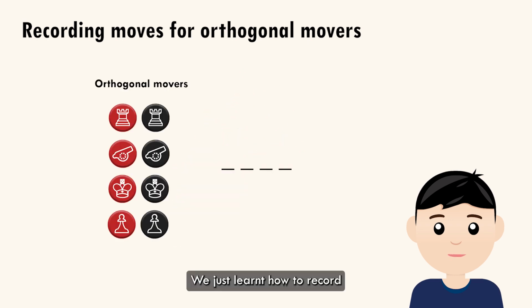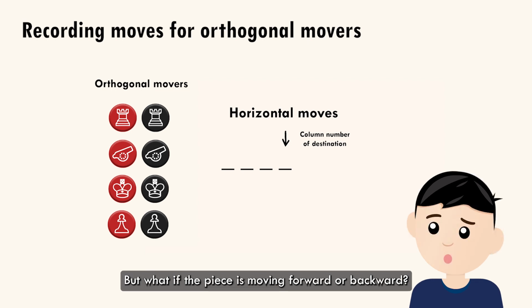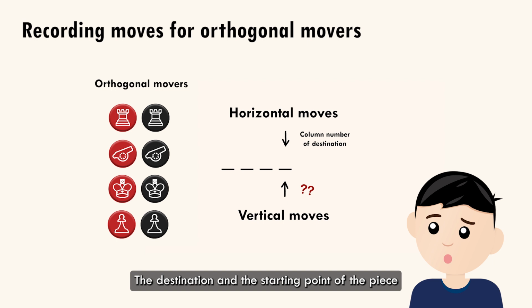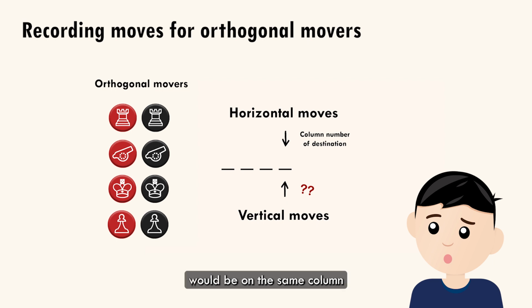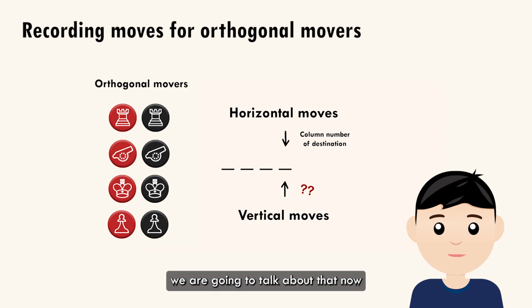We just learned how to record a horizontal move of orthogonal movers. The fourth component of the move will be the column number of the destination. But what if the piece is moving forward or backward? The destination and the starting point of the piece will be on the same column. No worries. We are going to talk about that now.